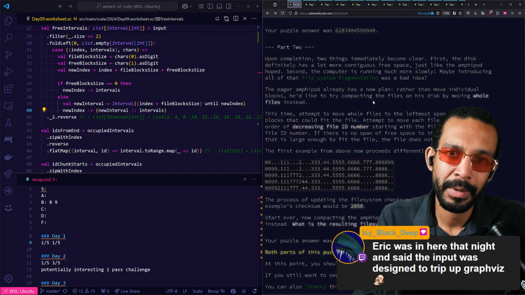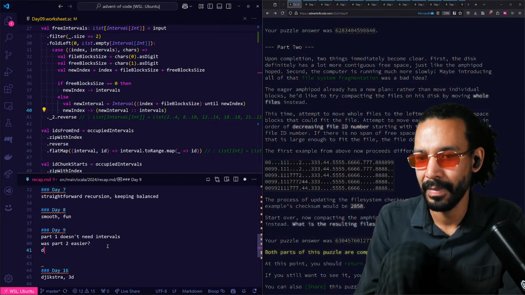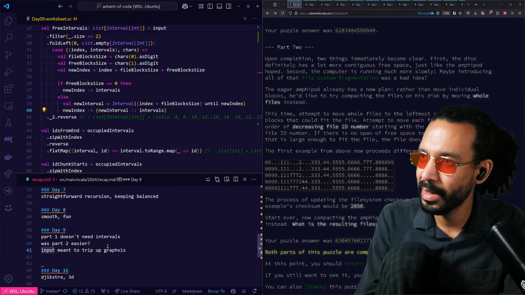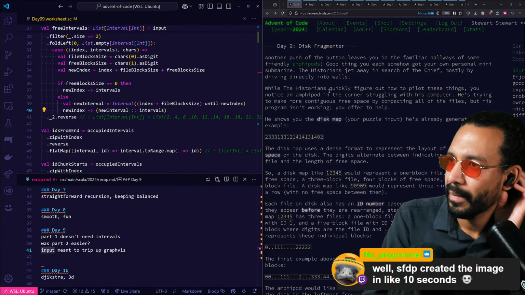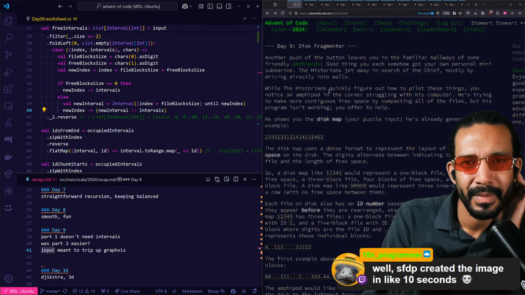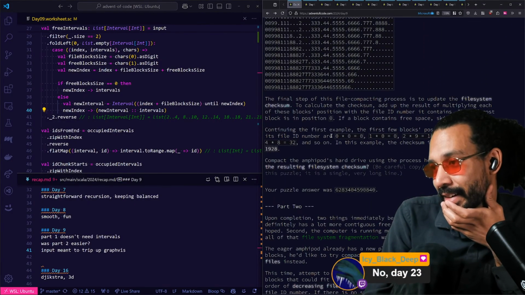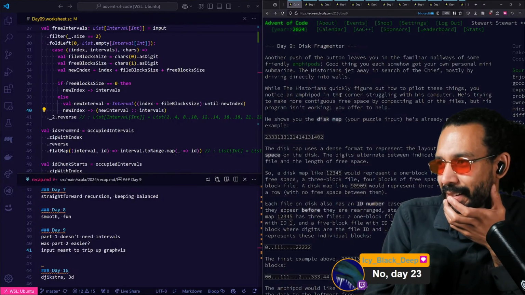Eric was in here that night and said the input was designed to trip up GraphViz. Really? Oh, I missed that. I'm going to write a note: input meant to trip up GraphViz. Are we really talking about day 9 with GraphViz? That would never have occurred to me to use GraphViz here. I still don't get it, to be honest. I'm missing something.